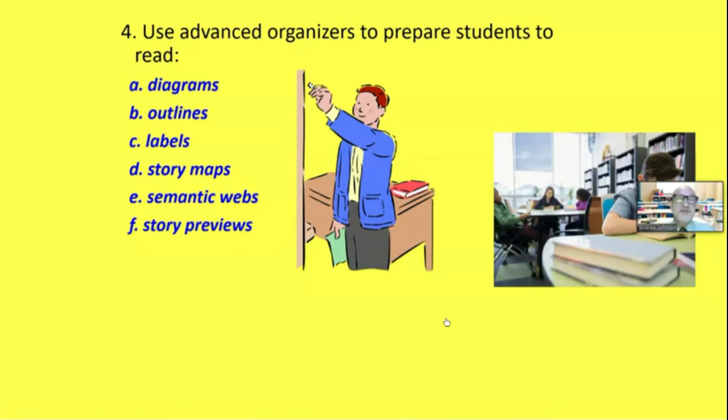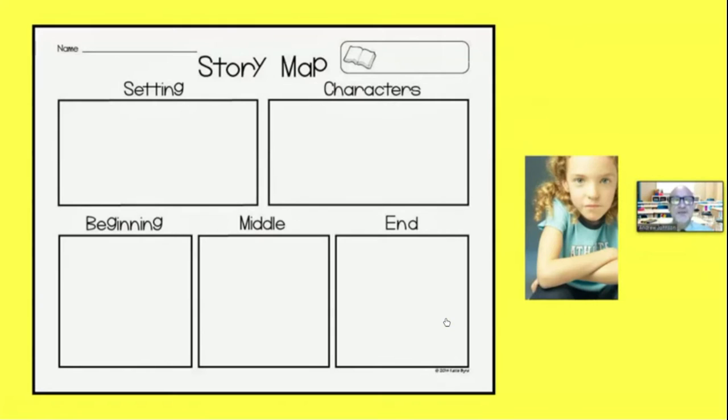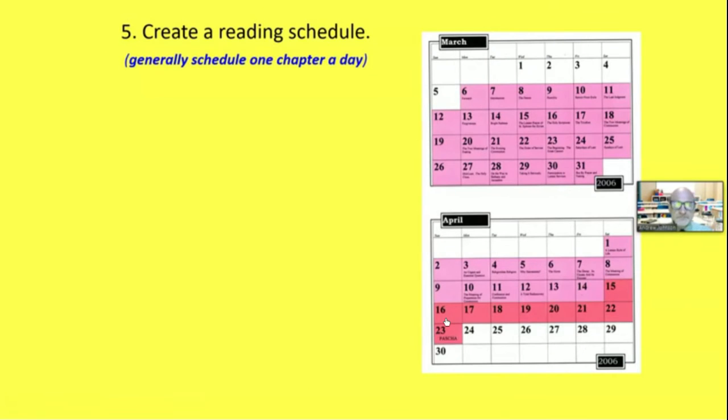Now, when you're using literature-based, what you usually want to do in your daily lesson is create some sort of advanced organizer to prepare students to read. And all these things here are examples of advanced organizers. An advanced organizer is a graphic organizer put in advance of a lesson or a story. You can also use story previews, which are not technically an advanced organizer. Well, I guess they could be. Here's a story map that could be used as an advanced organizer.